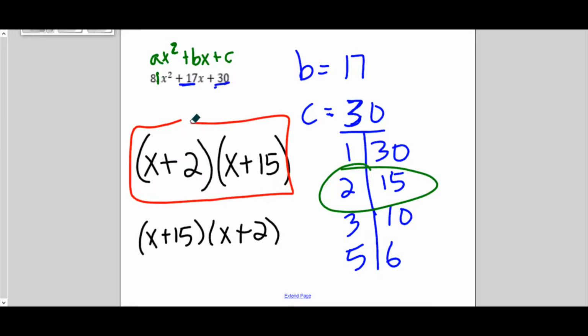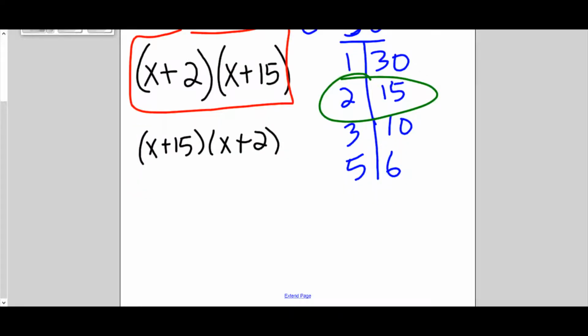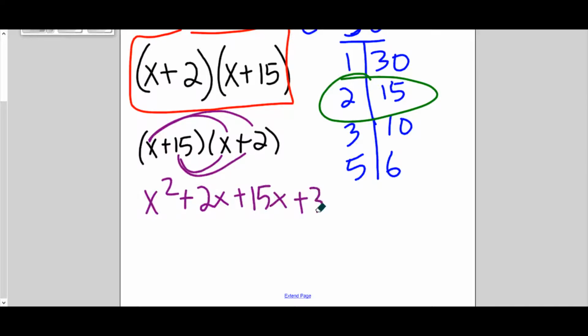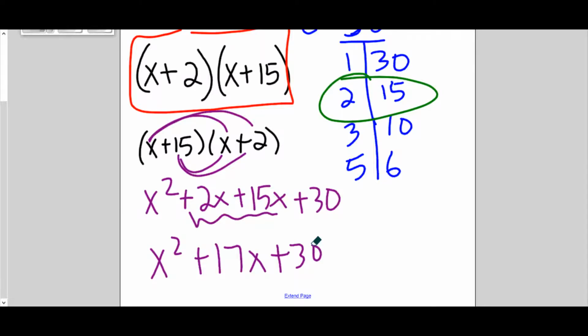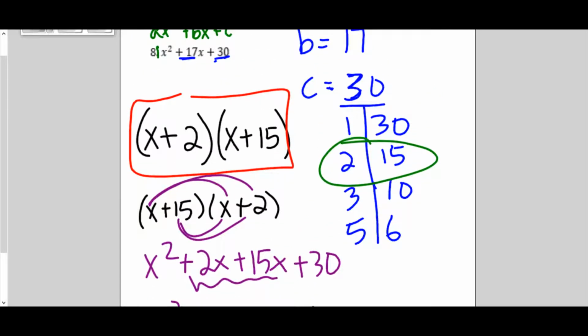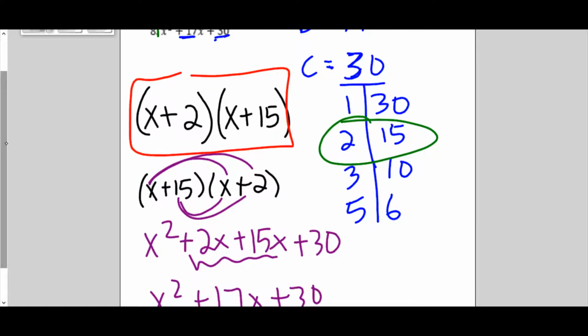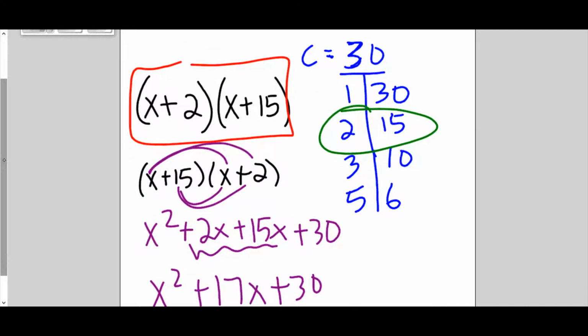Let's check. We can always check by just redistributing. So let's go ahead and FOIL this real quick so that we can verify. x times x is x squared. x times 2 is 2x. 15 times x is 15x. And 15 times 2 is 30. Combine like terms, so this is x squared plus 17x plus 30. Is this what we started with at the beginning? x squared plus 17x plus 30? Yes. So I know that I factored this correctly. You can always double check your work by just redistributing.